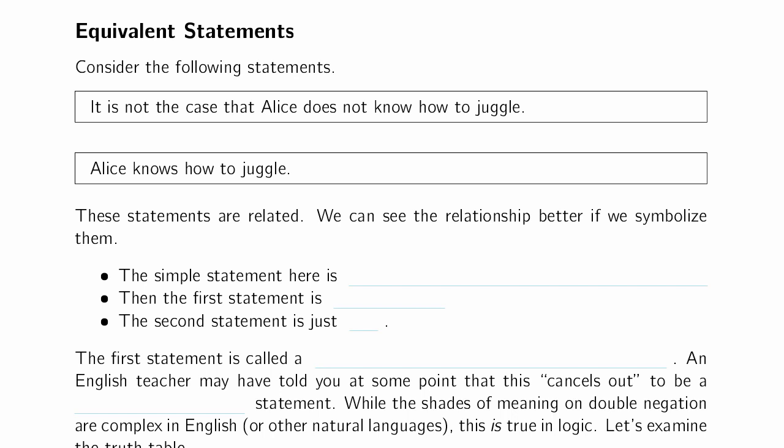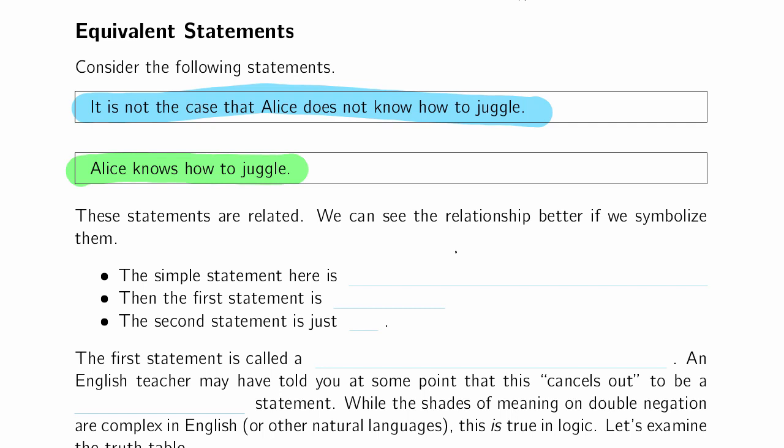Take a look at these two statements for a moment. We have the statement, "It is not the case that Alice does not know how to juggle." And we also have the statement, "Alice knows how to juggle." Now, it should jump out at you that there's a relationship between these two statements.